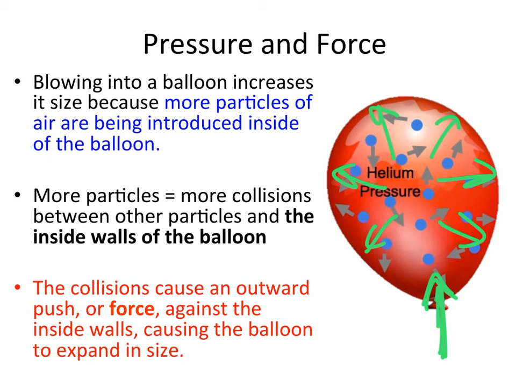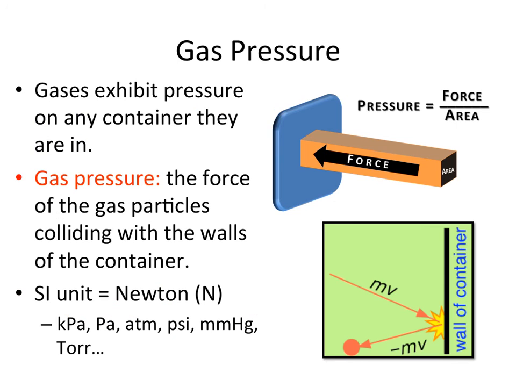Now, what those particles are doing is they're exerting a force on a specific area of the balloon. As we're going to start seeing, force over area is going to be equal to pressure. So as we saw, pressure is equal to the force over the area that the force is applied.